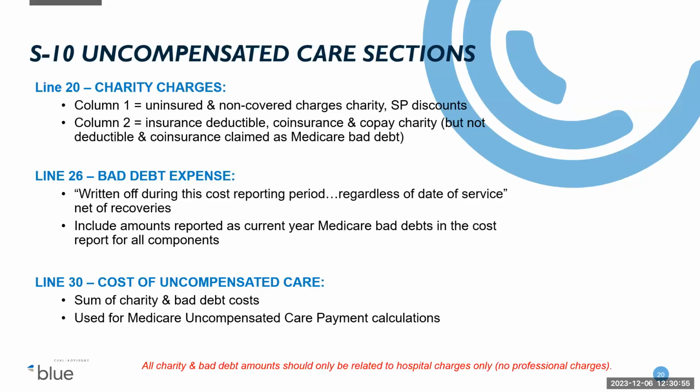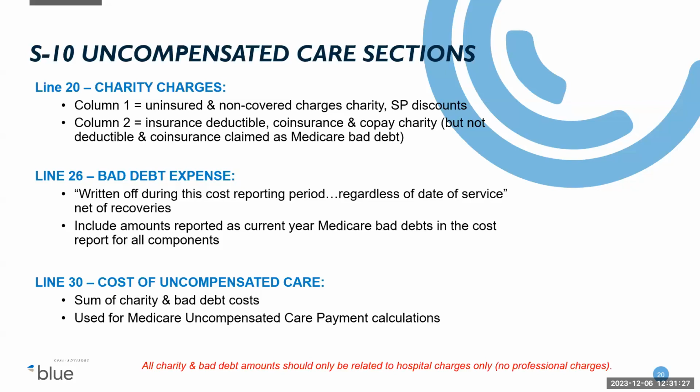Line 26, the bad debt expense, is all bad debts. Where it gets confusing, I think, for people is that when you claim this on the S-10 as a bad debt write-off, it is, as Becca mentioned earlier, the AR to bad debt write-off date. It's not when you get it back from collections. You don't have to wait the 120 days, all that. The date that you're claiming it as an S-10 bad debt expense is the date it goes from AR to bad debt.